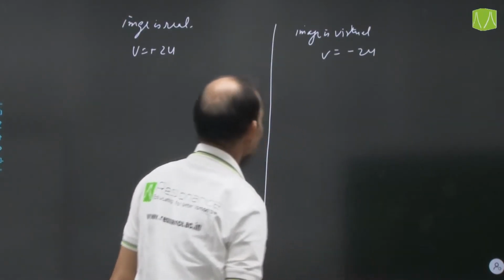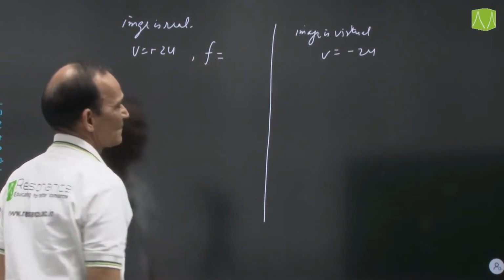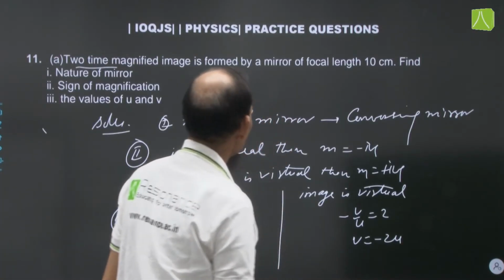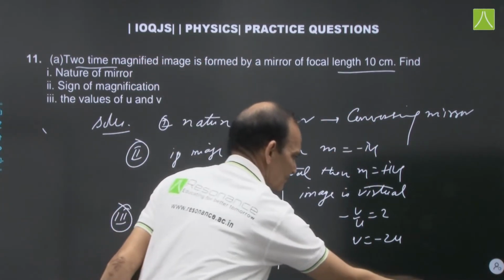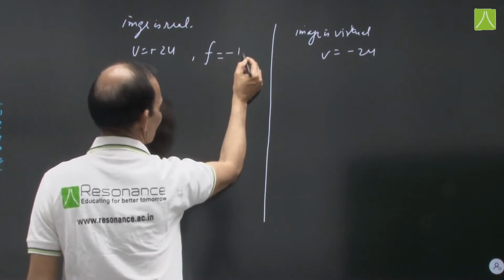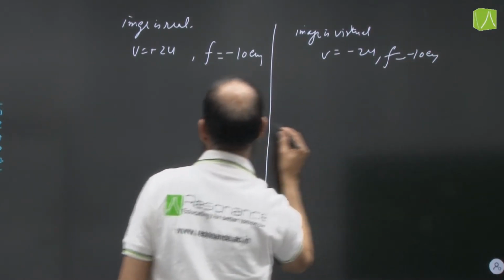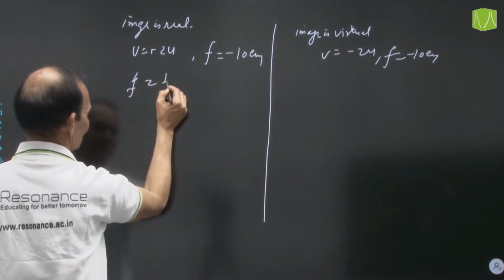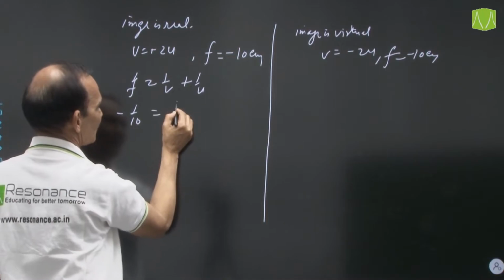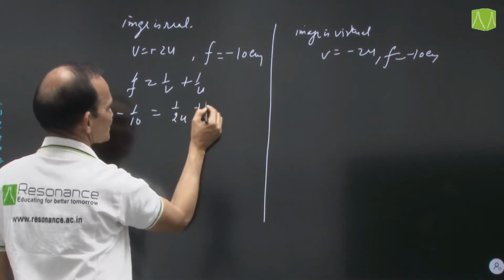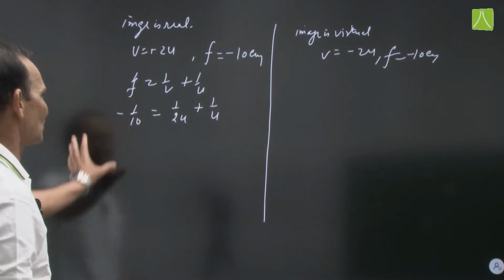Okay, next. Now think about f is given. F in the question is given. What is the focal length? 10 centimeter. Concave, so it is minus 10 centimeter. Then f is minus 10 centimeter. Here also f is minus 10 centimeter. Use the formula: 1 upon f is equal to 1 upon v plus 1 upon u. Put the value of f as 10. 1 upon v means 2u, plus 1 upon u. Do not put the sign of u. U and v both are to be found. Put the sign only for f.